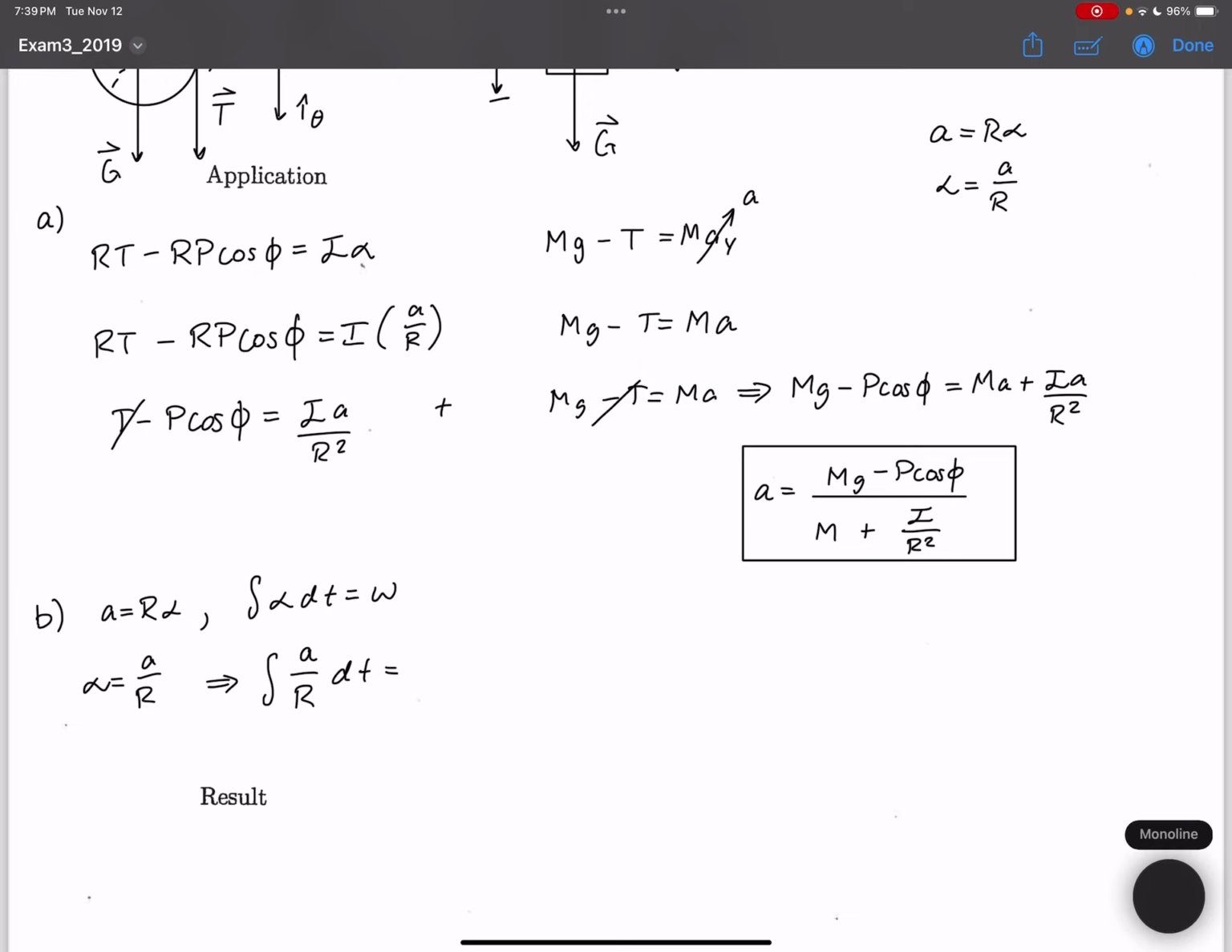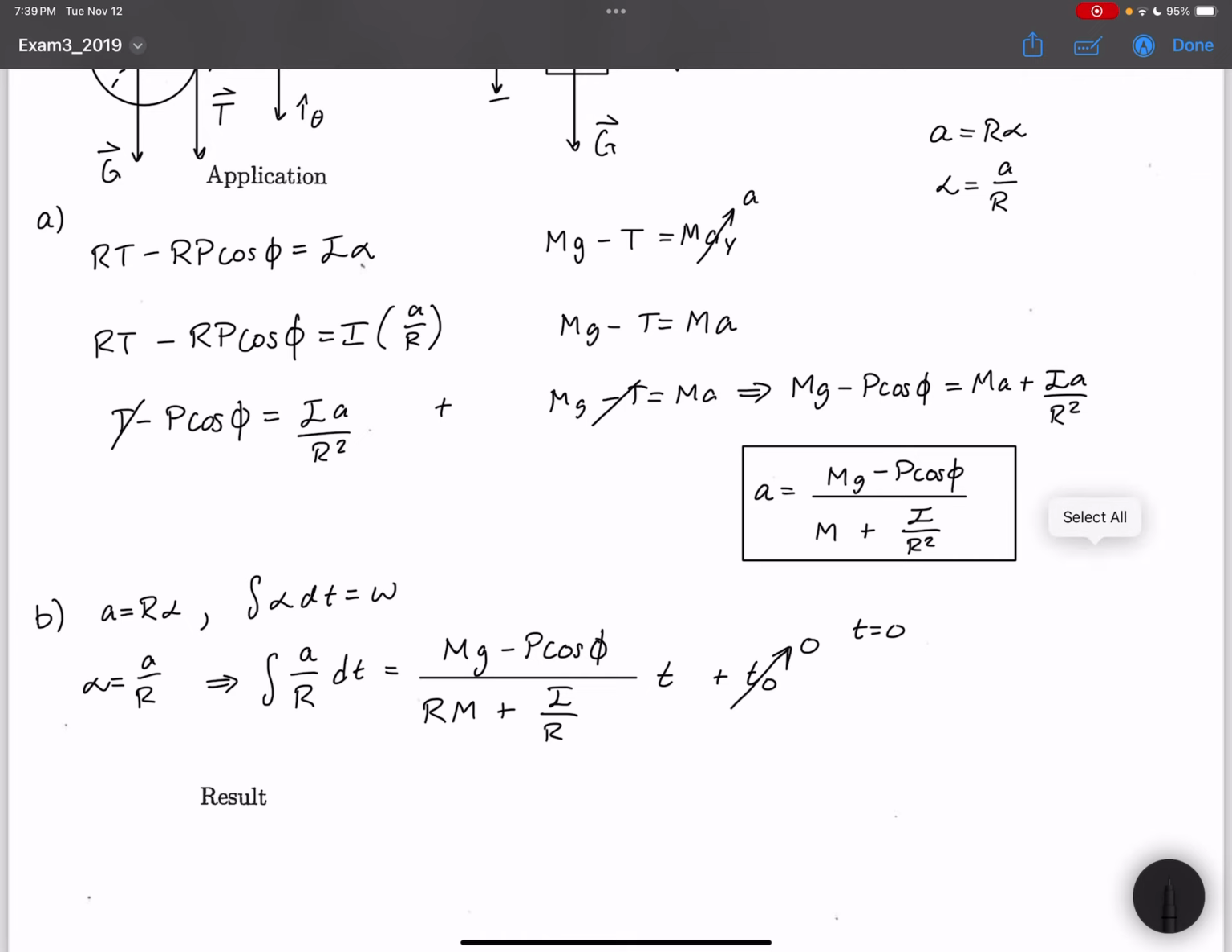a over r, so we can just plug in what we have for a from part A, minus P cosine of phi over m plus, or really rm, because we're multiplying that to the bottom there, times the inertia over r times t, plus t naught, but that's 0 because it was released from rest at t equals 0. So that is the answer to part B.